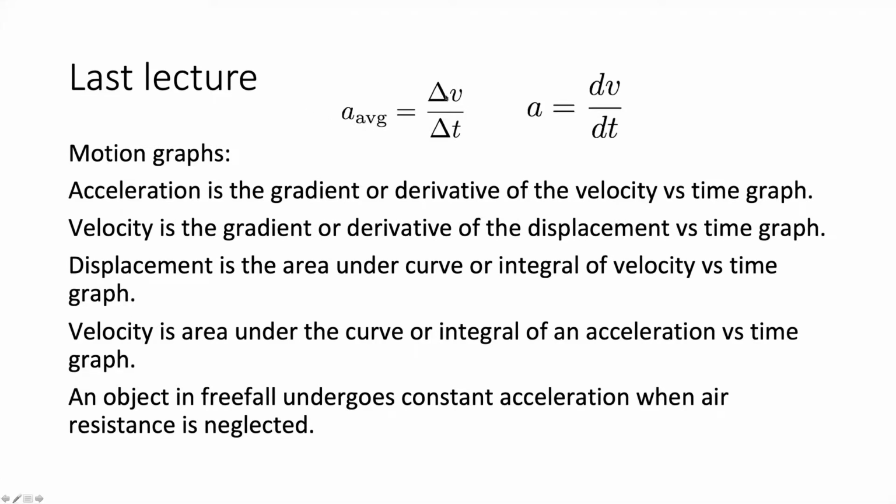We also had a look at average acceleration. Average acceleration is the change in velocity over the time interval. So by change in velocity, we mean the final velocity minus the initial velocity. If we want to calculate the instantaneous acceleration, then we need to differentiate the velocity and evaluate that. We also saw that an object in free fall undergoes constant acceleration when air resistance is neglected.